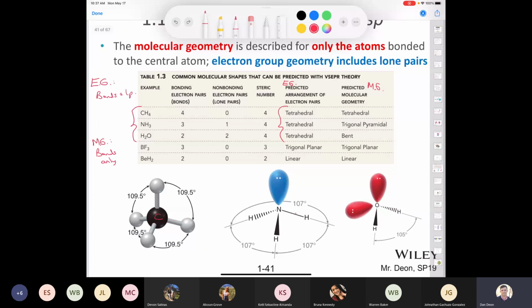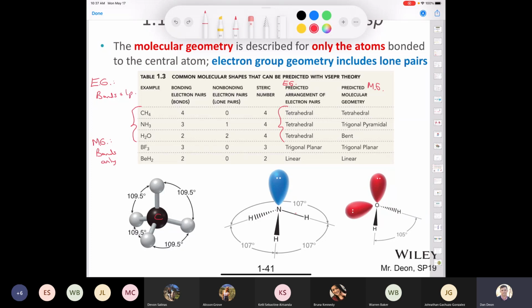If I look at water, even though my electron geometry is tetrahedral, my molecular geometry is bent, right? Because I have the bent shape, the bent molecular geometry. Is steric number the same thing as RED?